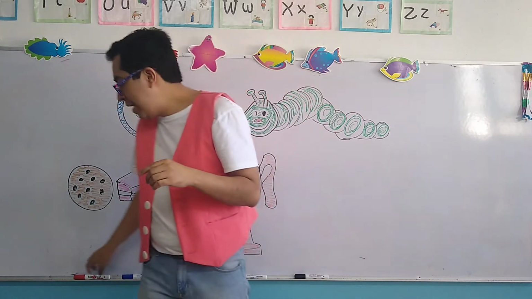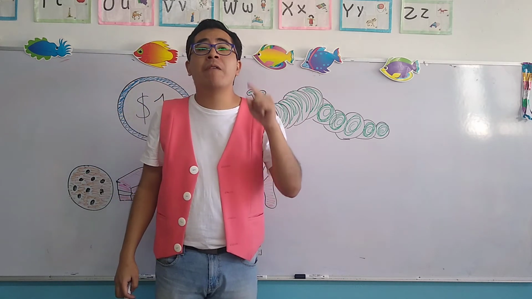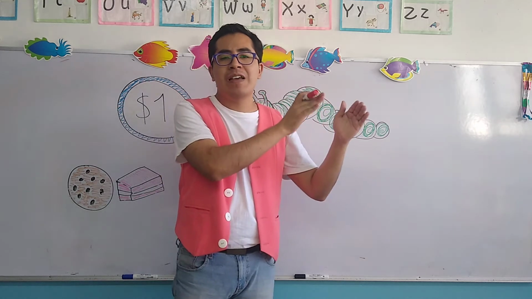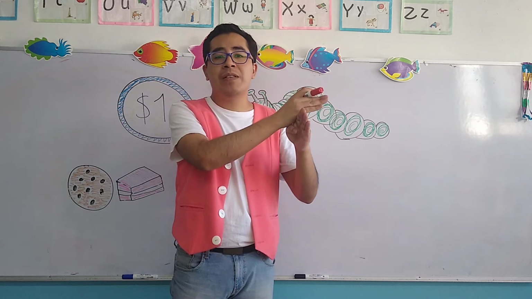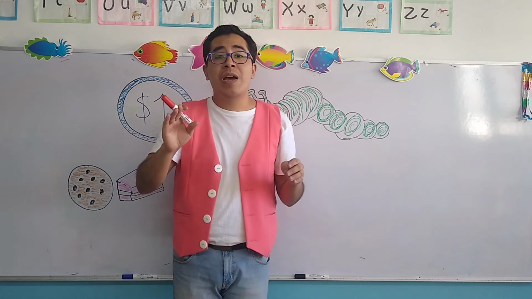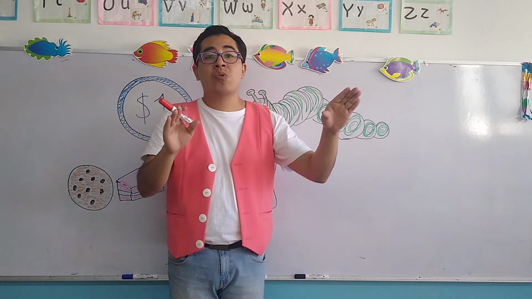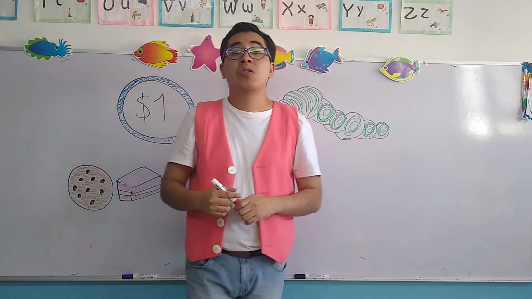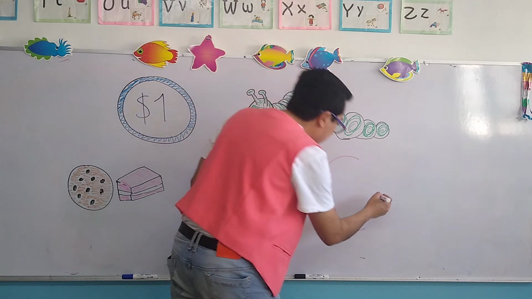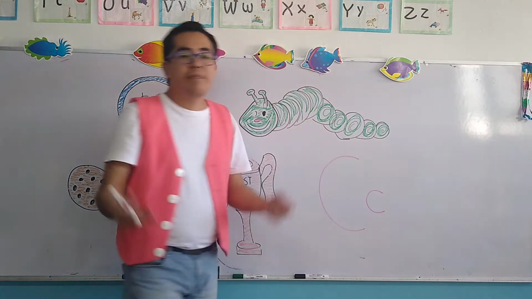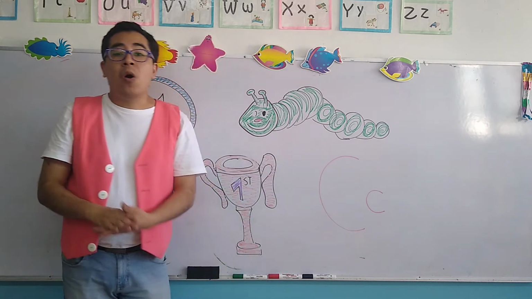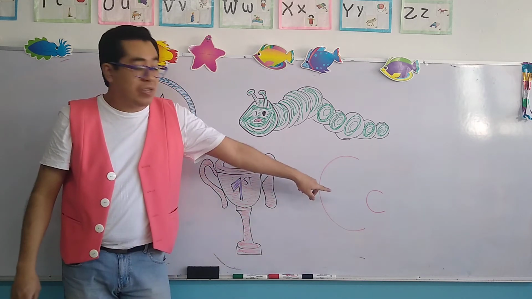But first of all, let's see the shape and form of the letter C. The letter C in small form is similar, it's identical to the capital C. The difference here is the size, okay? La C minúscula es idéntica a la C mayúscula. Lo único que va a cambiar es su tamaño. Recuerden, capital C, big, small c, pequeño, okay? Very good.